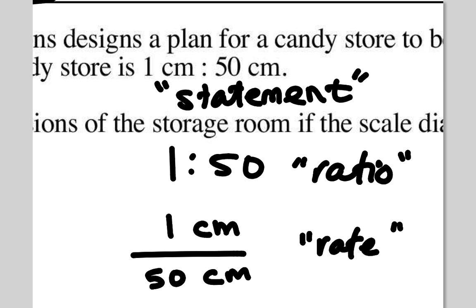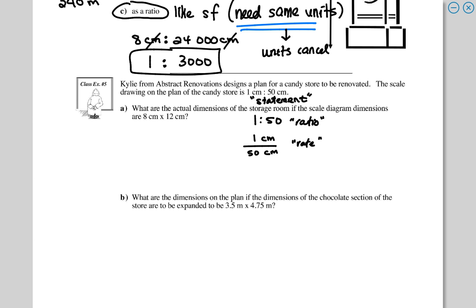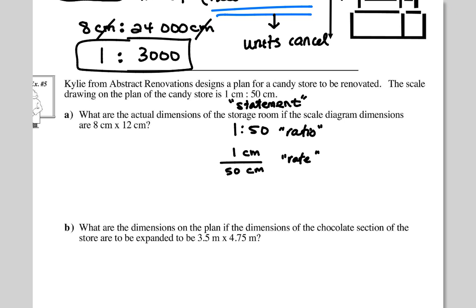Now, I don't know what they even want us to do yet. I'm just brainstorming here. This is what we know. It says that the actual dimensions of the storage room is what they want to calculate. So we want to find out actual, and we've been given the model diagrams. Obviously, your storage room is not going to be 8 centimeters by 12 centimeters. That's a bit of a hint, right? So you know you've got to get bigger.